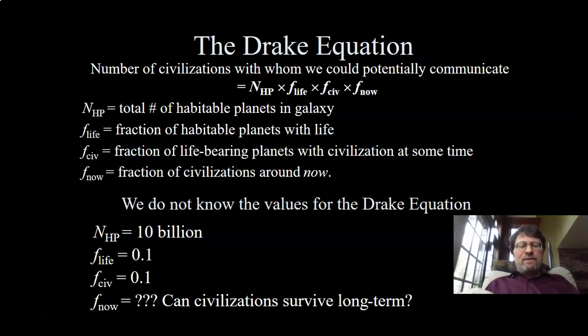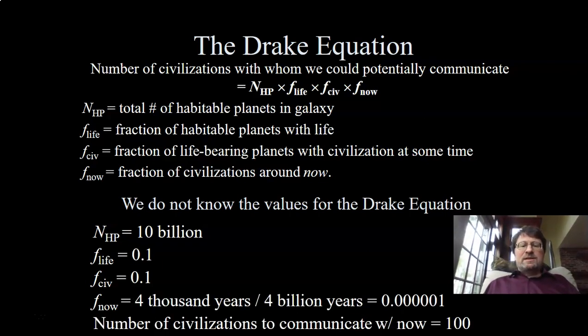Now, what fraction of those civilizations are around right now? Again, this is going to depend on how long the civilizations can survive. If they can survive long term, then there's going to be a lot more of them around now. If they're not able to survive for long, well, then there's going to clearly not be many. So this is highly unclear, but let's say you take a very pessimistic view. Let's say that you don't trust that the human species is going to live for more than an additional 4,000 years before we blow ourselves up or burn our planet to a crisp and our civilization goes by the wayside.